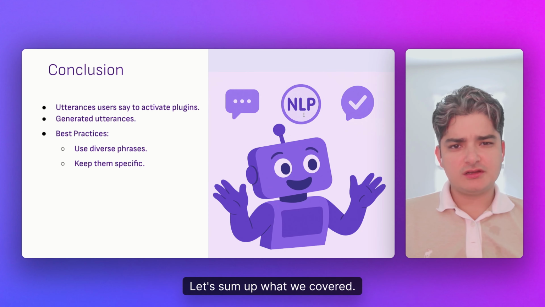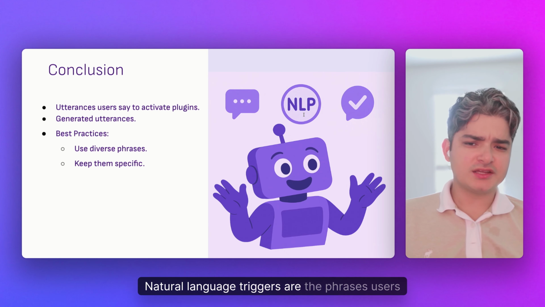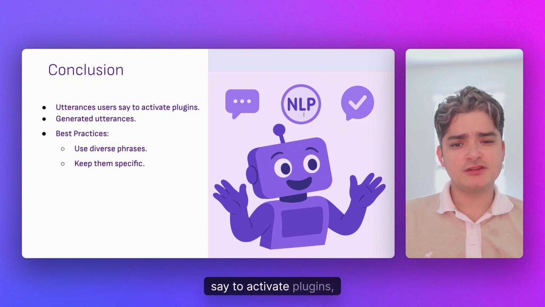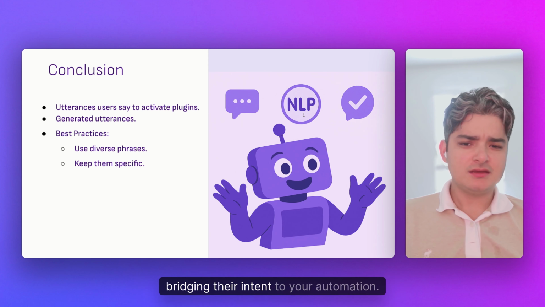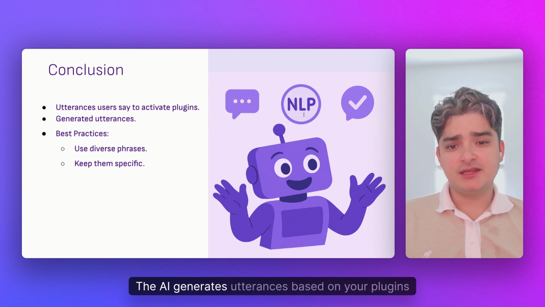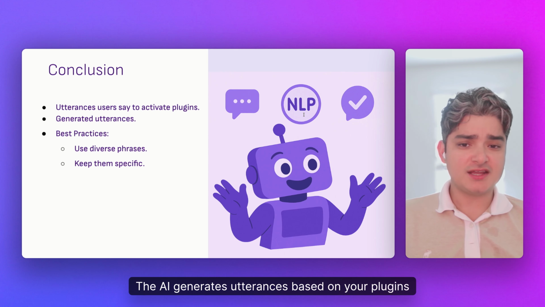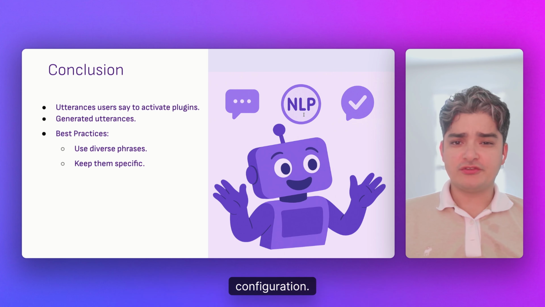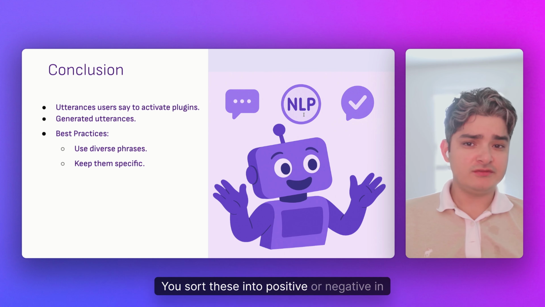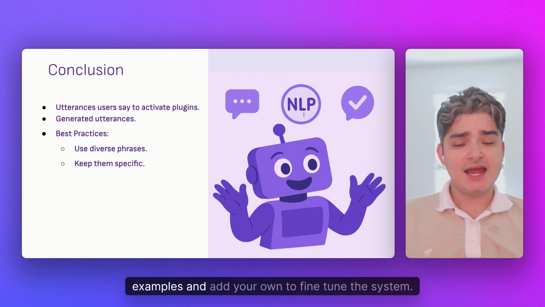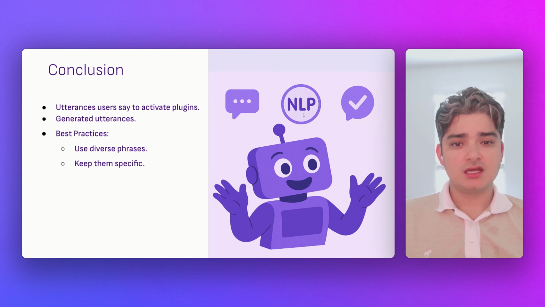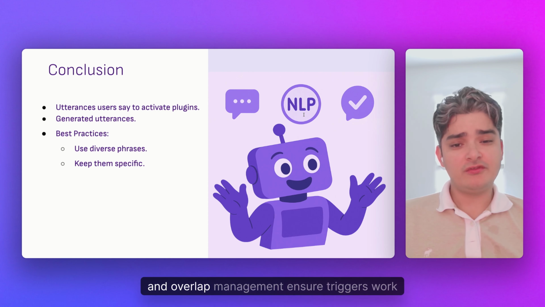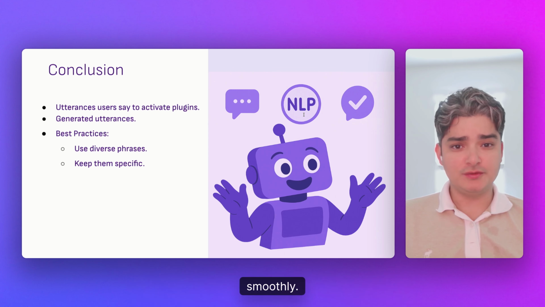Let's sum up what we covered. Natural language triggers are the phrases users say to activate plugins, bridging their intent to your automation. The AI generates utterances based on your plugin's name and description, which you then tweak for precision. During configuration, you sort these into positive or negative examples and add your own to fine-tune the system. Best practices like diversity, specificity, and overlap management ensure triggers work smoothly.